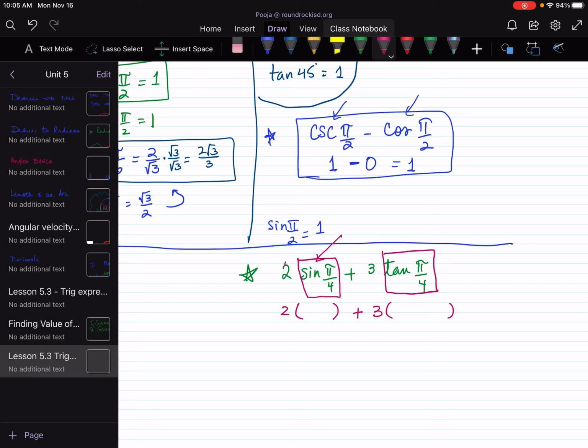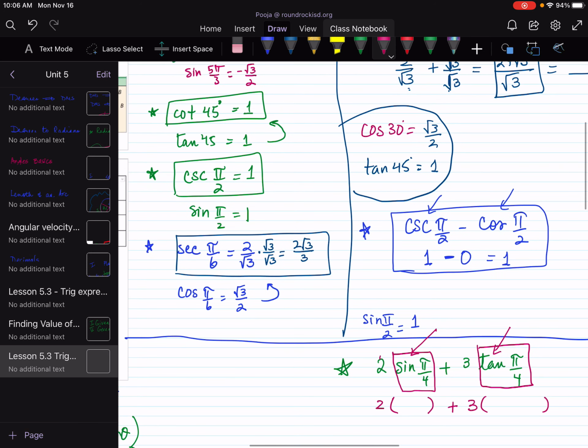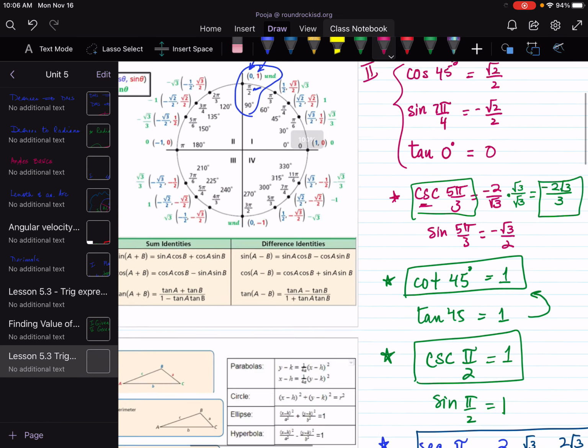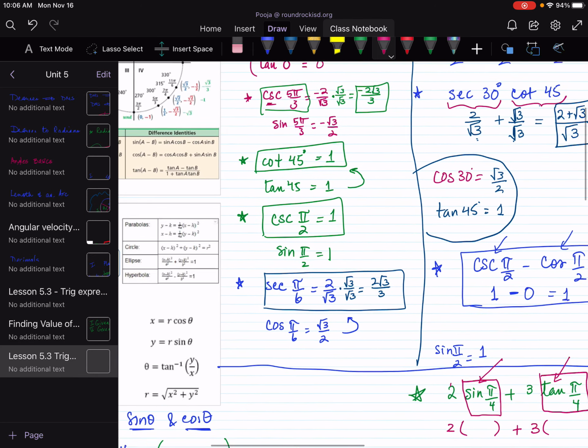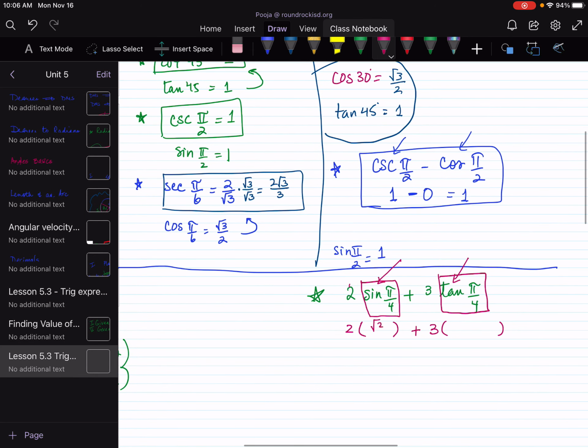Now, thankfully, sine and tangent are both on the unit circle. I just have to get to pi over 4 and get the sine value and tangent value from there. Pi over 4, right there. Sine value is the y coordinate, and tangent value is the one on the outside. So root 2 over 2 and 1. So this is root 2 over 2, and this is just a 1.